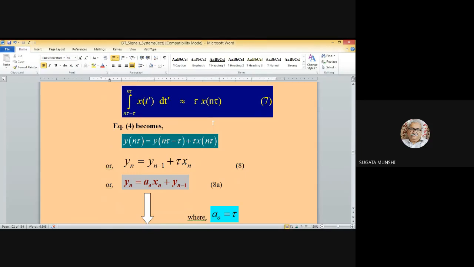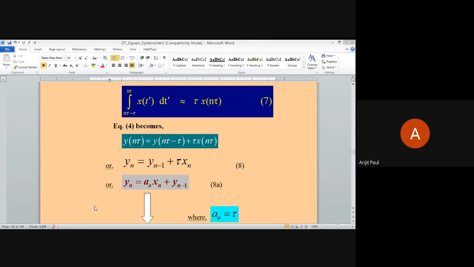Now the rectangle that I have drawn, is this the only possibility of drawing the rectangle? Is there any other possibility of drawing the rectangle? Tau into x(n tau minus tau). Right. That is the second approximation, second possibility.